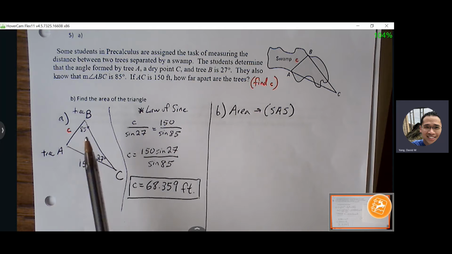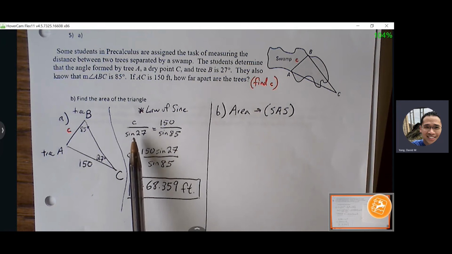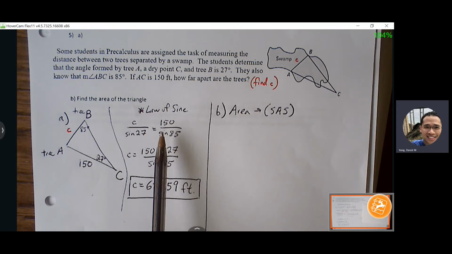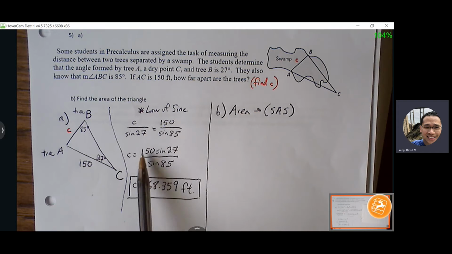Okay, law of sines can help me solve for side C. C over sine 27 equals 150 over sine 85. Cross multiply, get C by itself. Calculator work. Right, any question with part A?